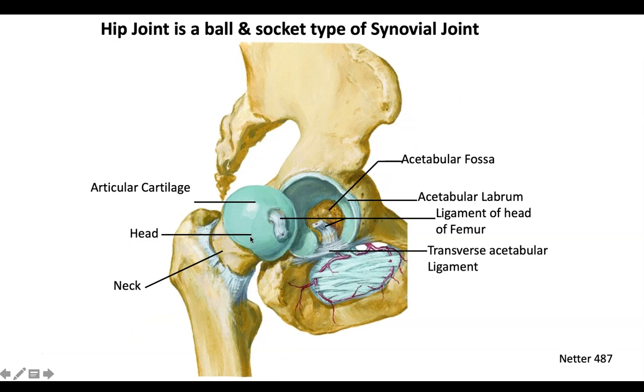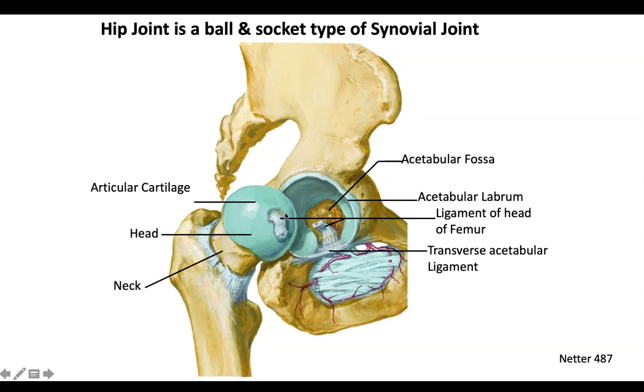The hip joint is a strong, stable ball and socket type of multi-axial synovial joint. This joint is formed by the rounded head of the femur, which articulates with the cup-shaped hollow, the acetabulum of the hip bone. So the ball is the head of the femur, and the acetabulum is the socket. So this is a ball and socket type of synovial joint.